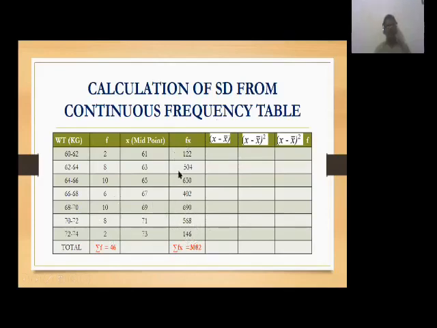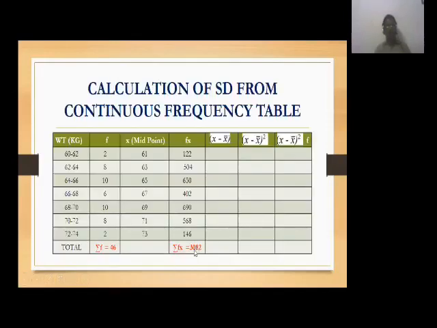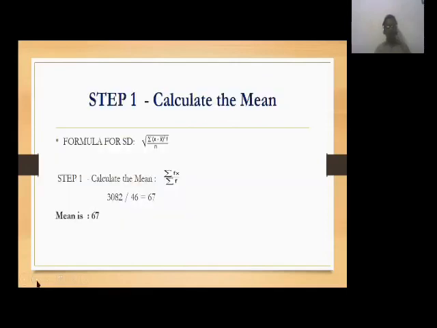Then we add the total value of fx, that is called sigma fx, and add the total value of frequency, that is called sigma f. So sigma f is 46, sigma fx is 3082. Then calculate the mean for the continuous frequency table, sigma fx by sigma f: 3082 divided by 46 is equal to 67. So the mean of this continuous frequency table is 67. Now we found the mean.